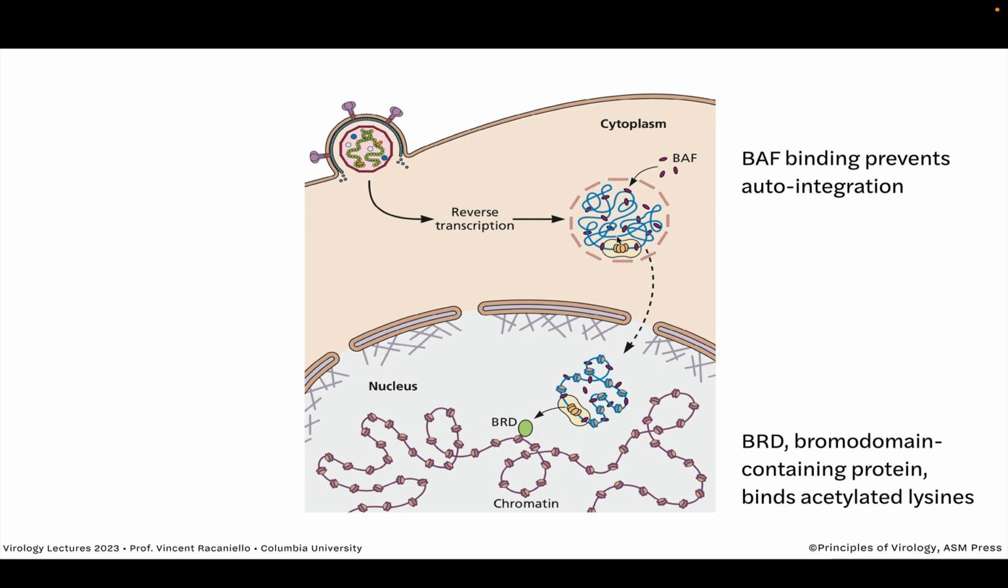So again, the DNA is made in the cytoplasm. It's imported into the nucleus, where it then can bind chromatin via the integrase. This protein BAF, it stands for barrier to autointegration. It's thought to prevent the DNA from integrating into itself, because obviously that could happen here, right? The integrase could just integrate its DNA into DNA, which would be non-productive. So this protein apparently prevents that.